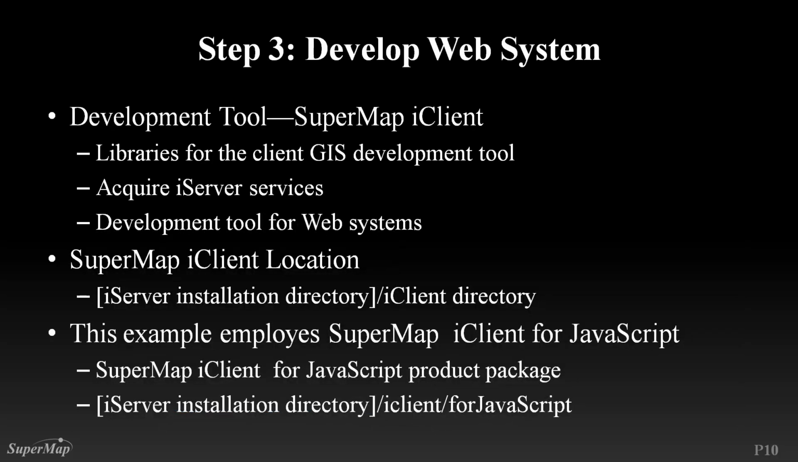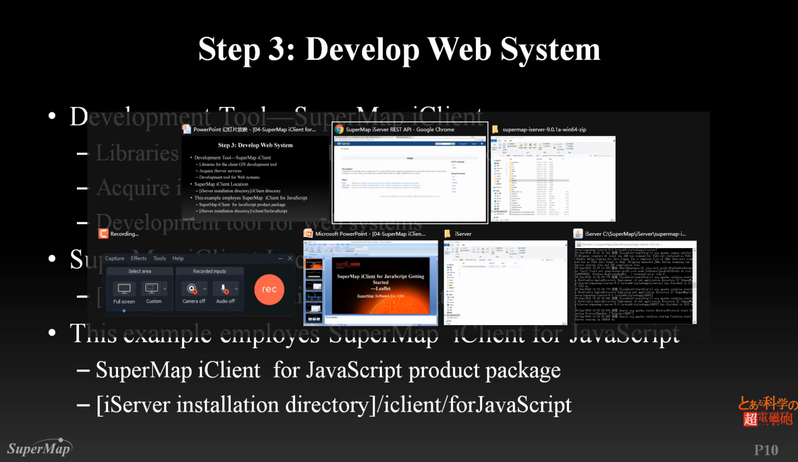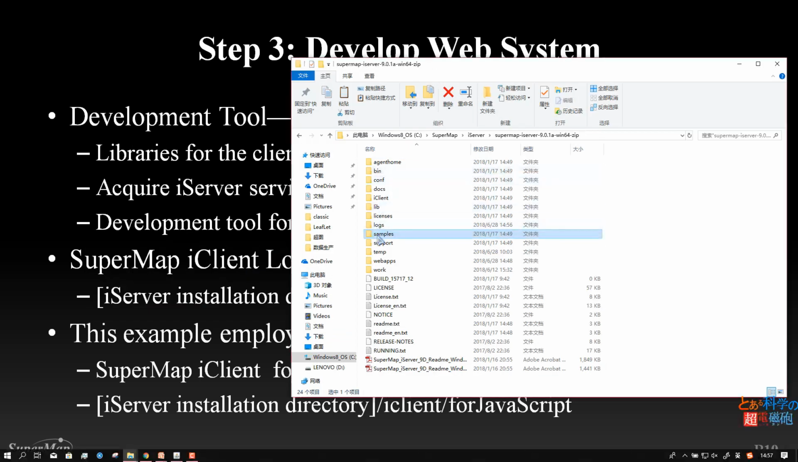Now we enter the third step, develop the Web GIS system. We will use the SDK included with SuperMap iServer, which is SuperMap iClient. The development tool packages are placed under the iClient folder in iServer installation directory.